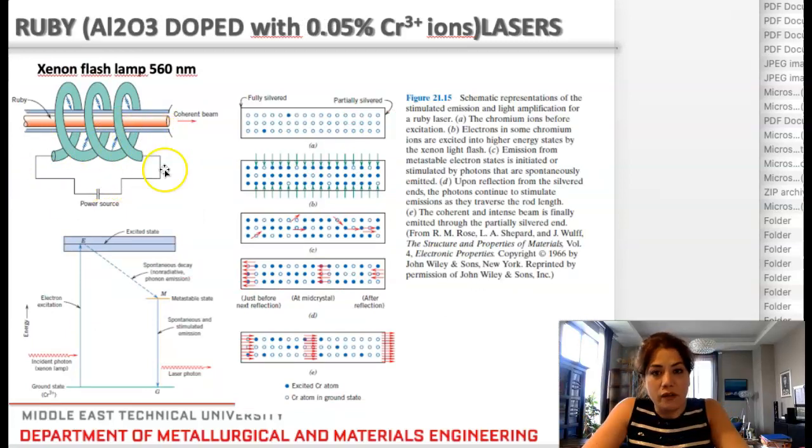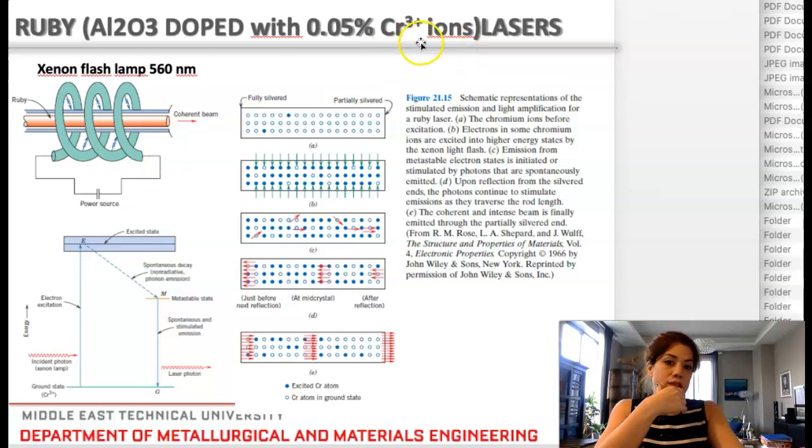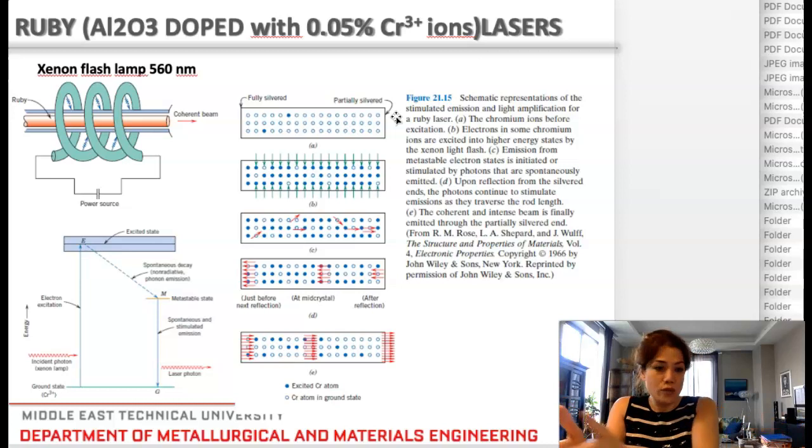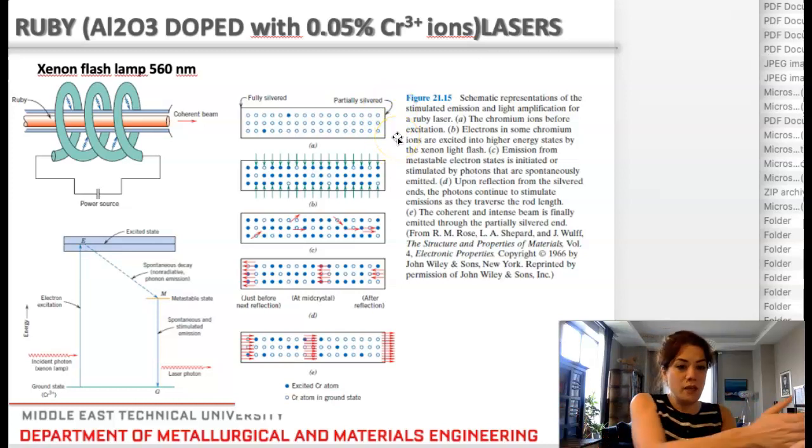But what's really happening here is a ruby is a sapphire doped with a certain percentage of chromium 3 plus ions. Inside this ruby, inside this sapphire, these chromium ions are present, and on one end I intentionally create a fully silvered surface, and on the other end I create a partially silvered surface. So guess what? The fully silvered surface is almost 100% reflecting the generated light, and when it comes to the partially silvered surface, some light is emitted out, some light is reflected back.